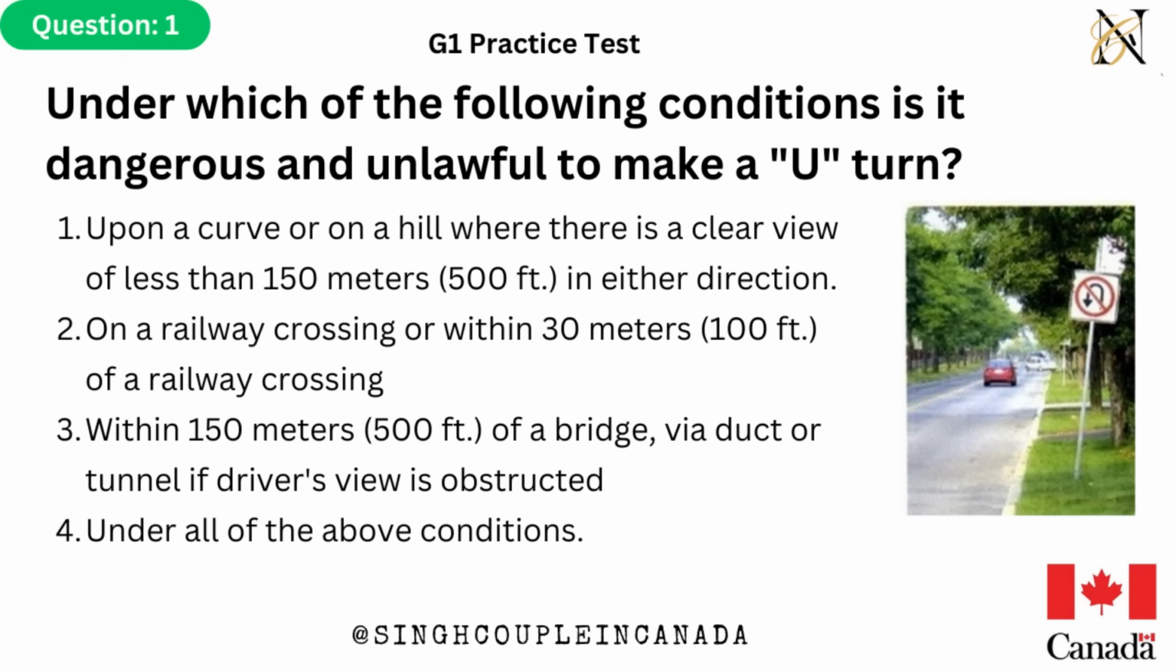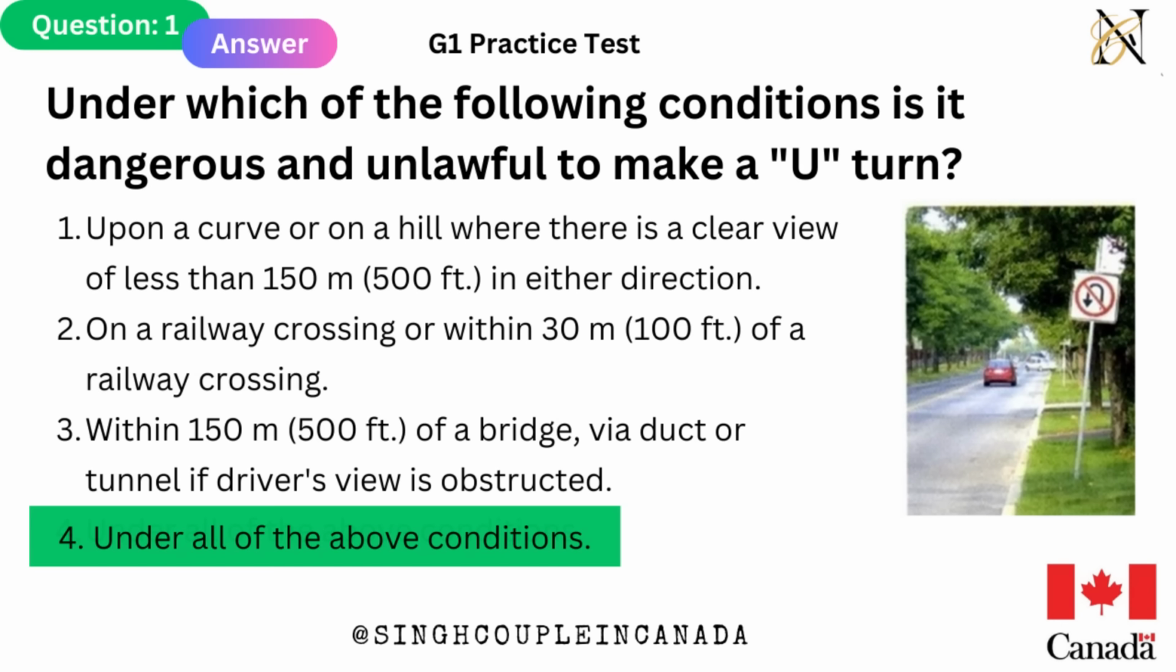Under which of the following conditions is it dangerous and unlawful to make a U-turn? 1. Upon a curve or on a hill where there is a clear view of less than 150 meters, 500 feet, in either direction. 2. On a railway crossing or within 30 meters, 100 feet, of a railway crossing. 3. Within 150 meters, 500 feet, of a bridge, viaduct or tunnel if driver's view is obstructed. 4. Under all of the above conditions. The answer is 4, under all of the above conditions.